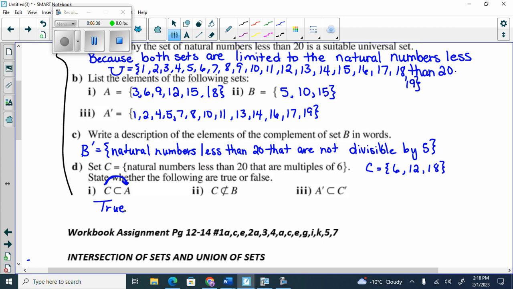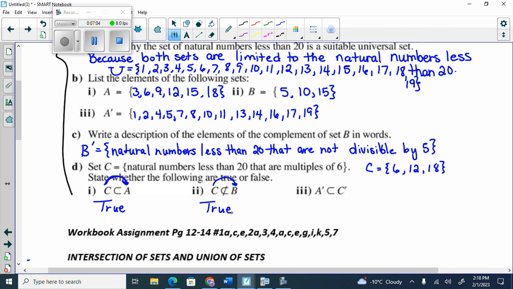And this one says C is not a subset of B. So the way to test this is to see if everything in C is in B. The moment one thing in C is not in B, it's not a subset anymore. It only has to take one thing to make it not a subset. So C has 6, B has 6. Does it? So C is not a subset of B. That is a true statement.